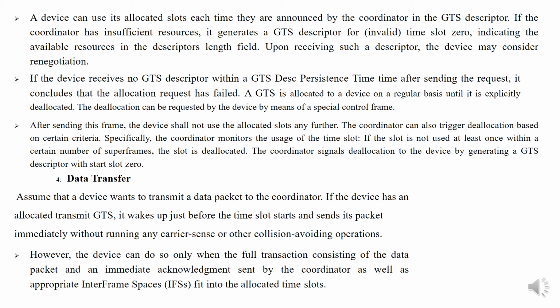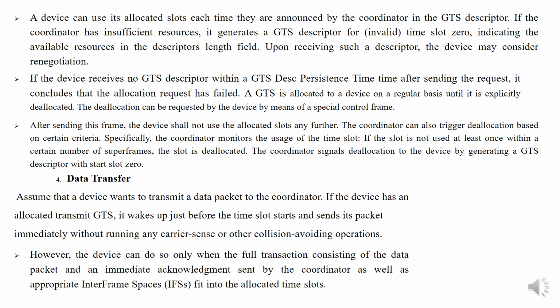If the coordinator has insufficient resources, it generates a GTS descriptor for invalid time slot 0, indicating the available resources in the descriptor's length field. Upon receiving such a descriptor, the device may consider the request as failed. If the device receives no GTS descriptor within a GTS persistence time after sending the request, it concludes that the allocation request has failed.